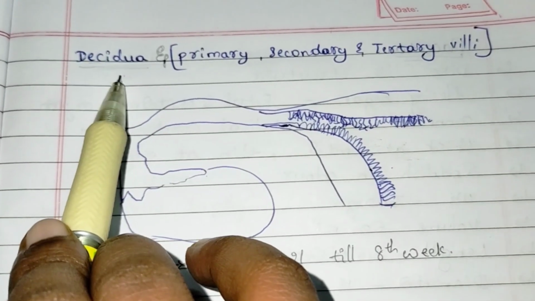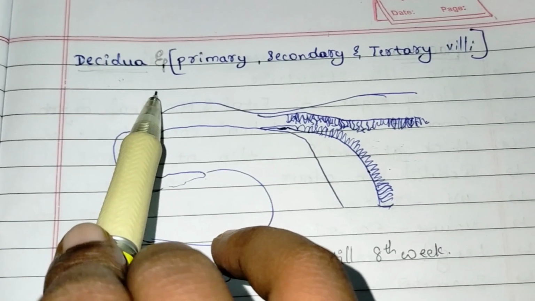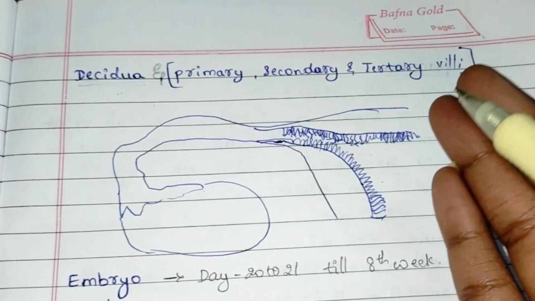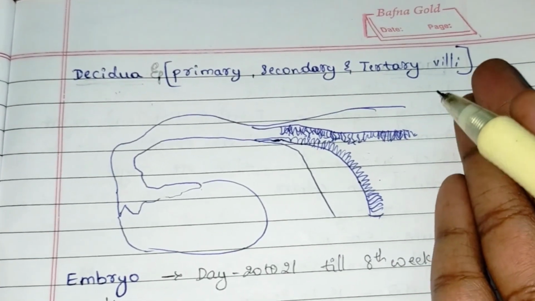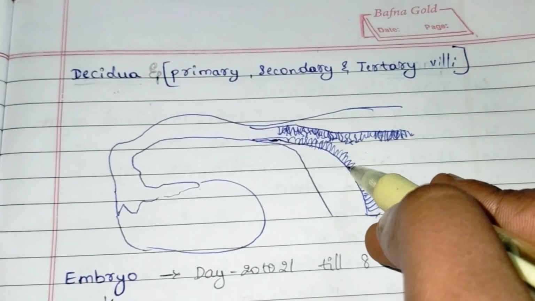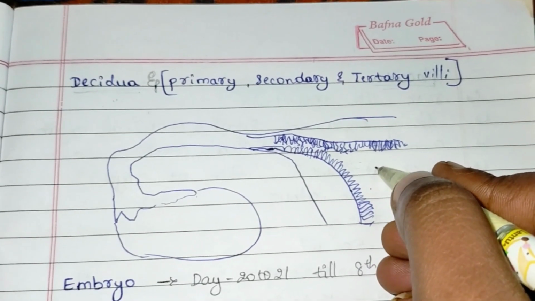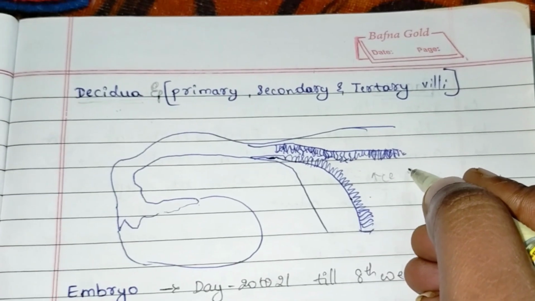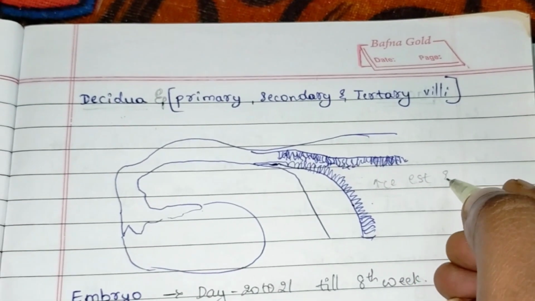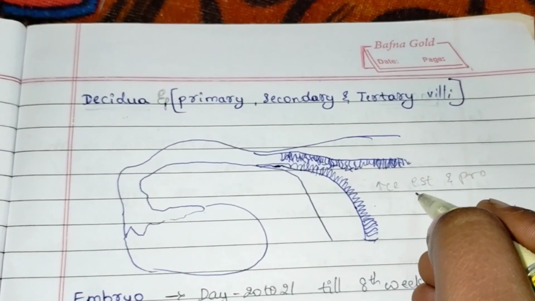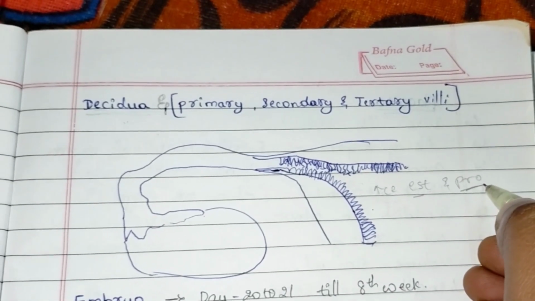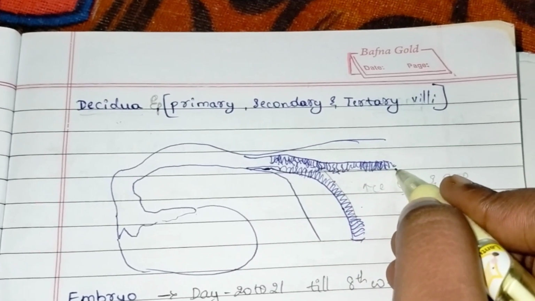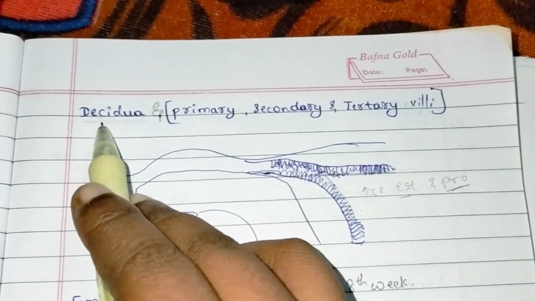Decidua. Decidua plays a vital role in implantation. First of all, what is decidua? If you know the menstrual cycle and what are the steps that occur in the menstrual cycle, you will come to know decidua easily. The pituitary gland helps in the secretion or the increase of estrogen and progesterone. And these estrogen and progesterone hormones help in the thickening of the uterus, or help in the lining of the uterus. This lining is known as decidua.